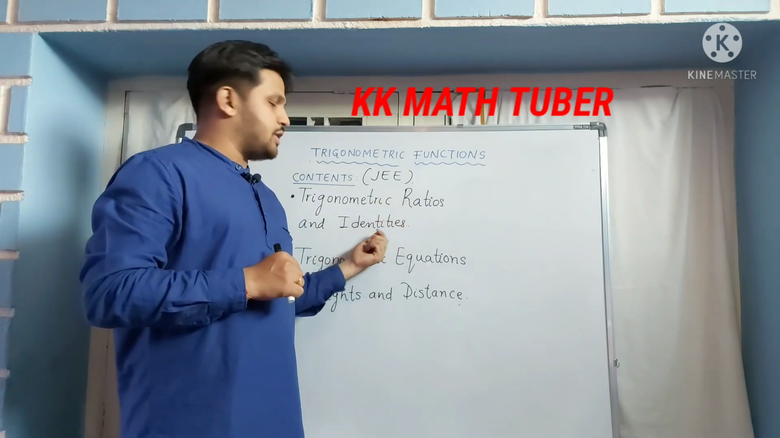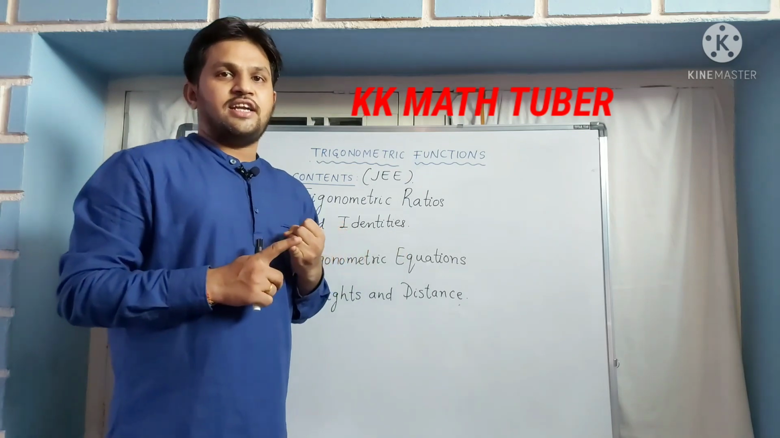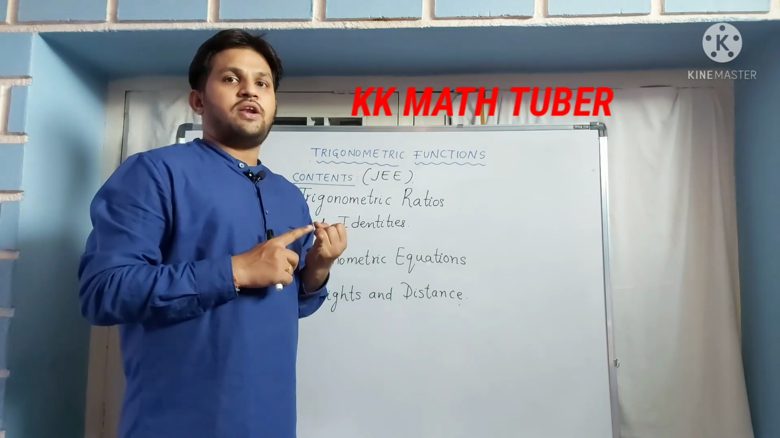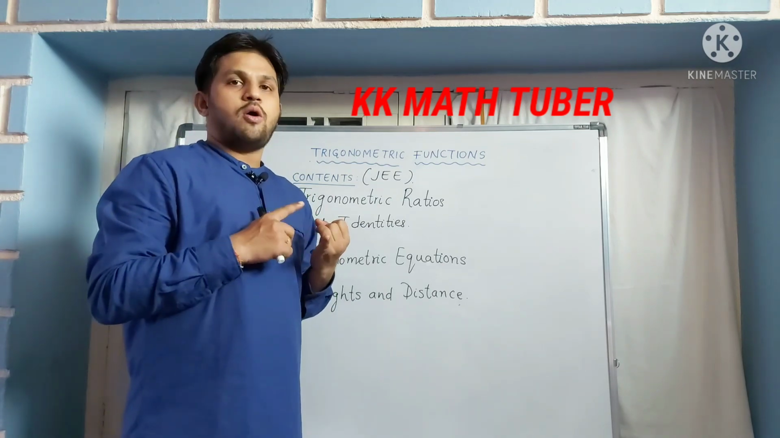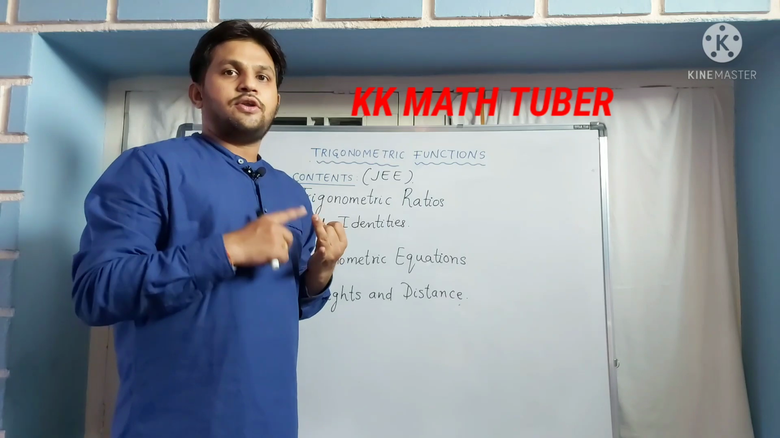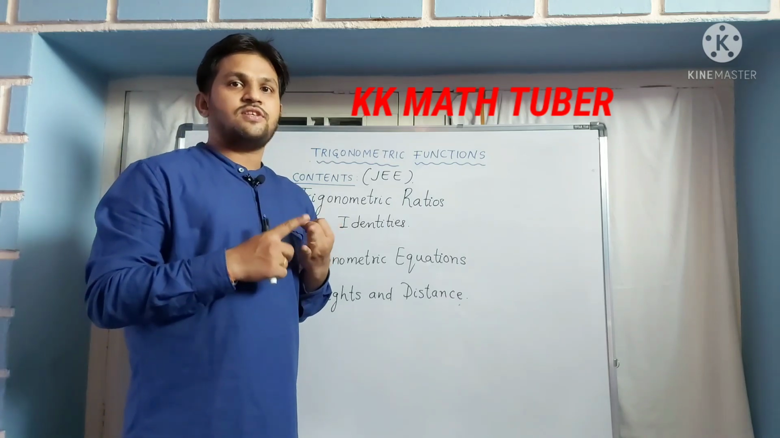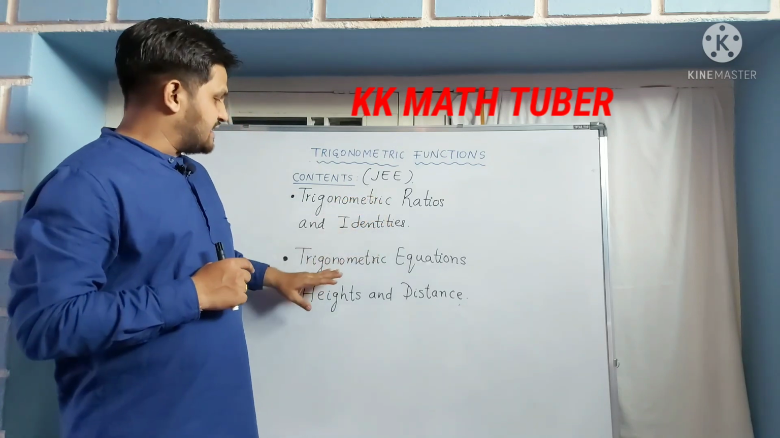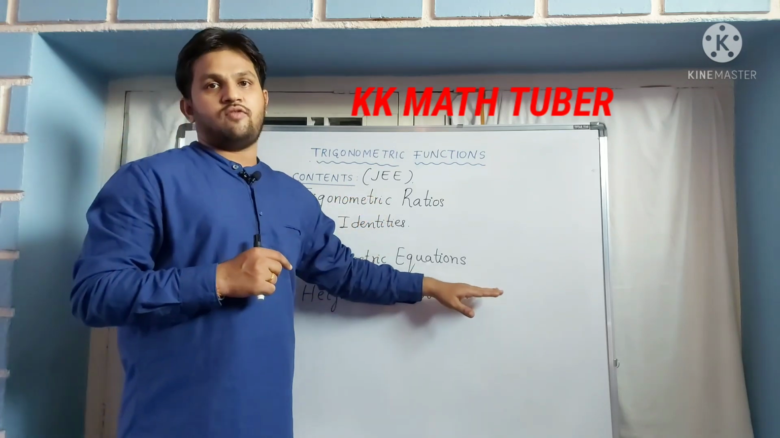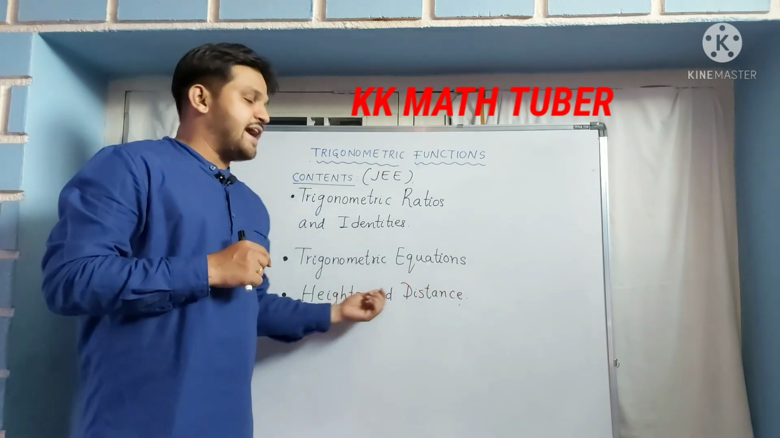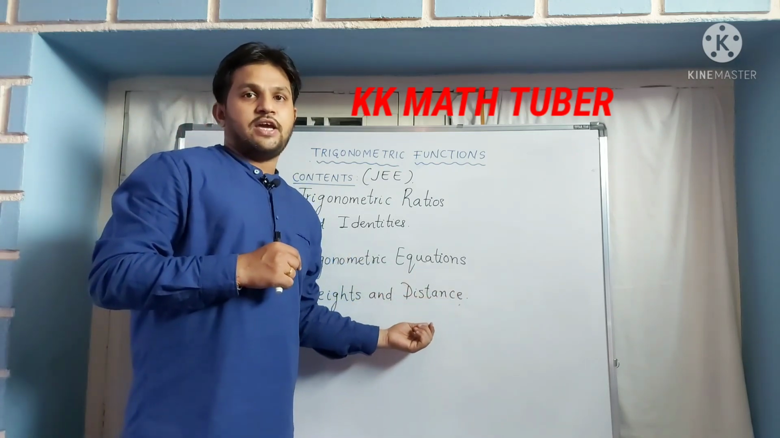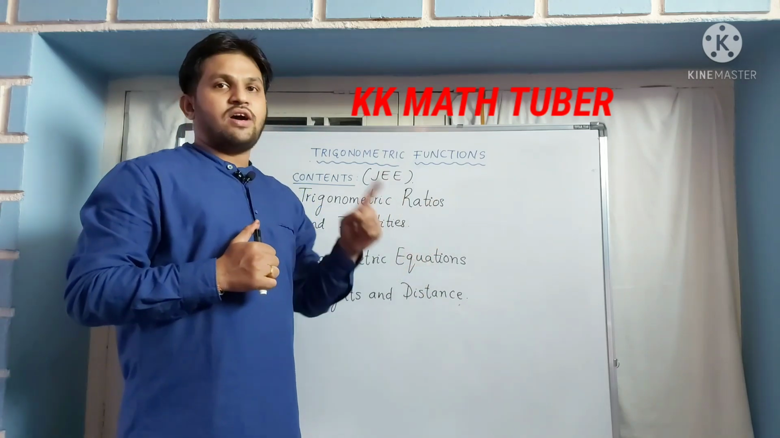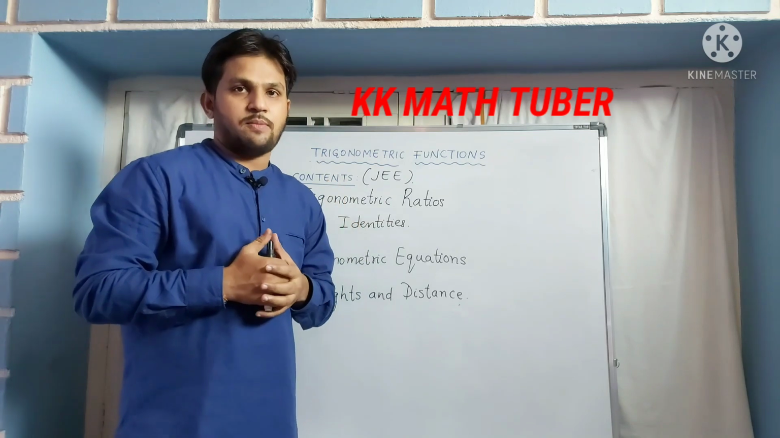So in these trigonometric ratios and identities, what are the contents? Trigonometric functions of any angles, trigonometric functions of compound angles, trigonometric functions of multiple angles, trigonometric functions of submultiple angles, transformation formulas. And the second topic is trigonometric equations. And the third topic is heights and distance, that is the application of trigonometric functions. From this topic, one question will surely be asked in the examinations.